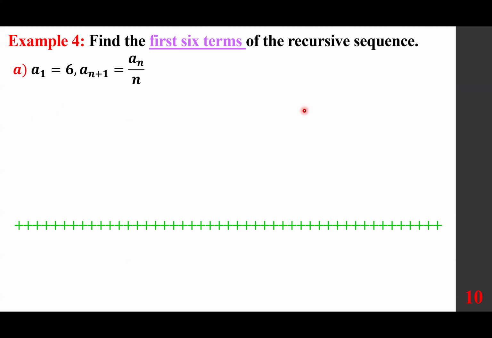So I need to find a few more. The first one is given. Now, it's important to understand the meaning of it. It means if you want any term, go to the previous one and divide by the location. So a sub 1 is given. If I want the next one, that would be a sub 2. So if I want this one to be 2, this must be 1. A sub 2 is a sub 1 over 1. 6 over 1 is 6.